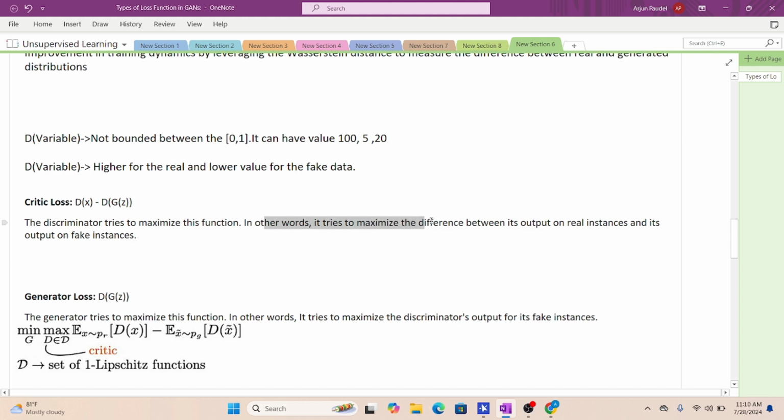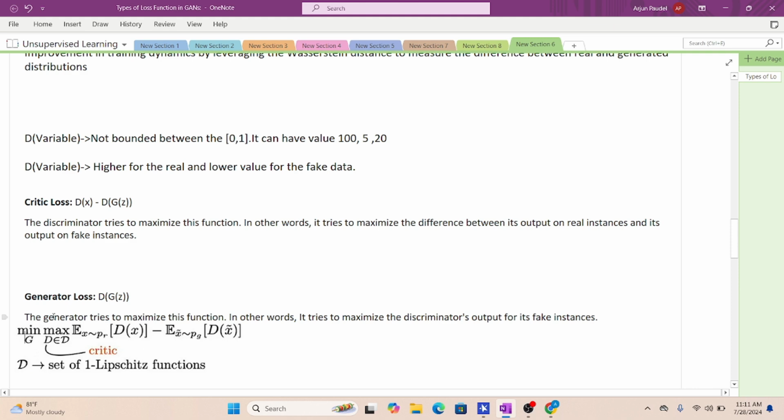In other words, it tries to maximize the difference between its output on the real instance and its output on the fake instance. And the generator tries to maximize this. This means when the fake data is being passed to the discriminator, the generator wants to maximize this output of the discriminator, isn't it? So in other words, it tries to maximize the discriminator output for its fake instance. And if you combine both of these, isn't it? If you combine the above and this in a batch of data.